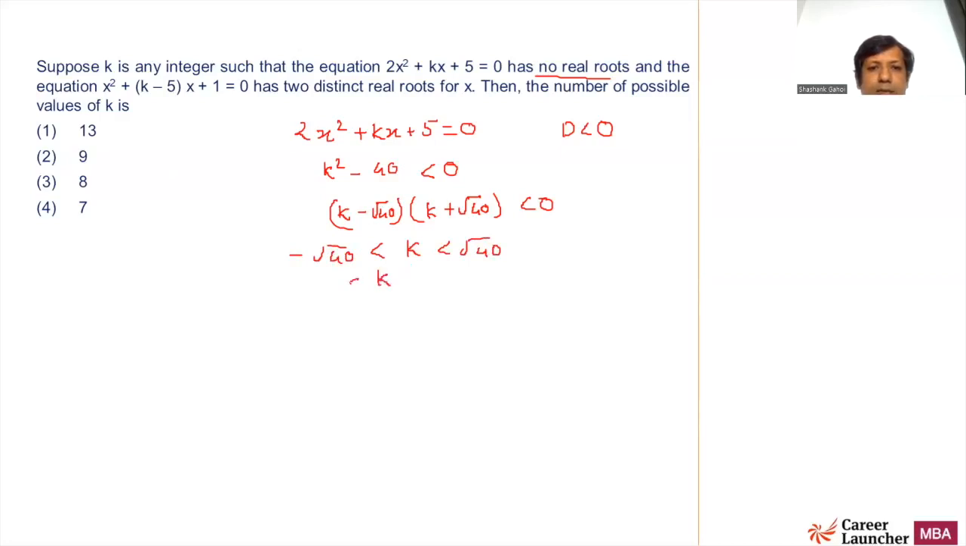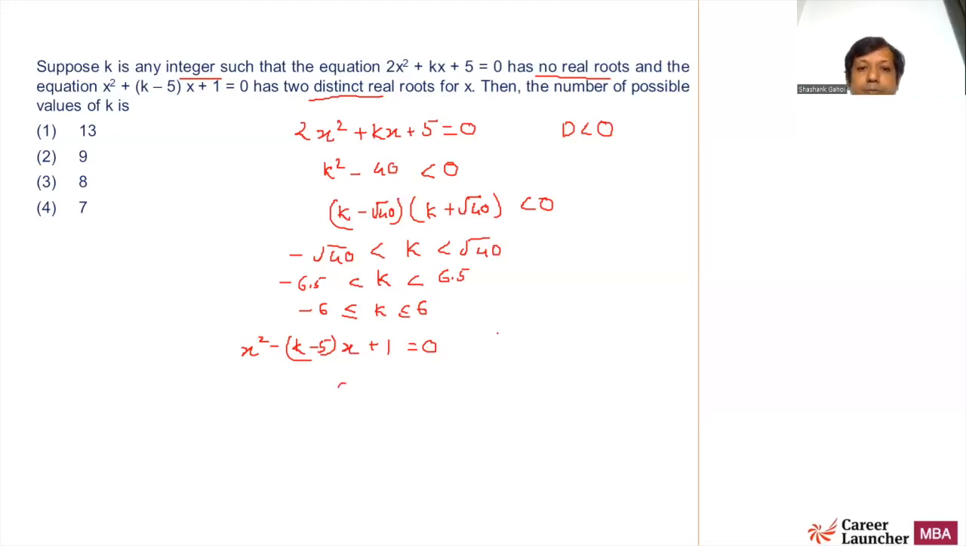So k is going to be greater than minus 6.5, around 6.4, 6.5, and it should be less than that. And we are talking about k being an integer. It means k must be greater than or equal to minus 6 and less than or equal to 6. So that is the first thing I'm getting from here. Now the second equation says that it has two distinct roots. Okay, so my other equation is x square minus k minus 5 times x plus 1 equal to 0.